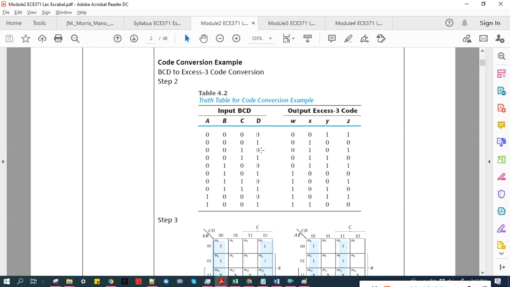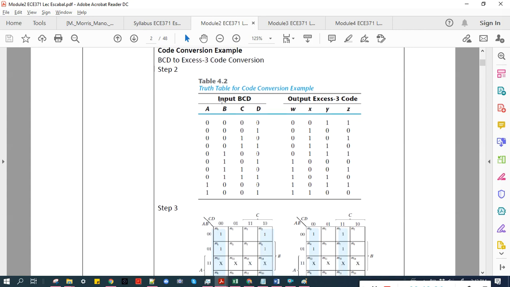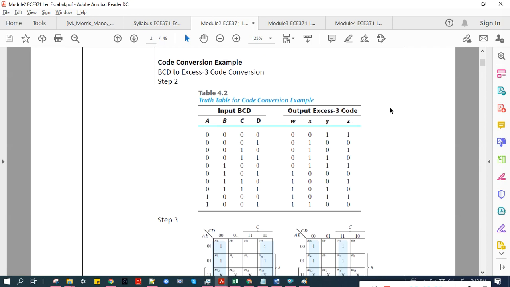This is the code 0, 1, 2, 3, 4, 5, 6, 7, 8, 9, and then the XS3 code output. These are the bits for the XS3 code. Our input is this ABCD. The output is the 4 bits WXYZ, which is the XS3 code. That's how we convert from BCD to XS3 code.